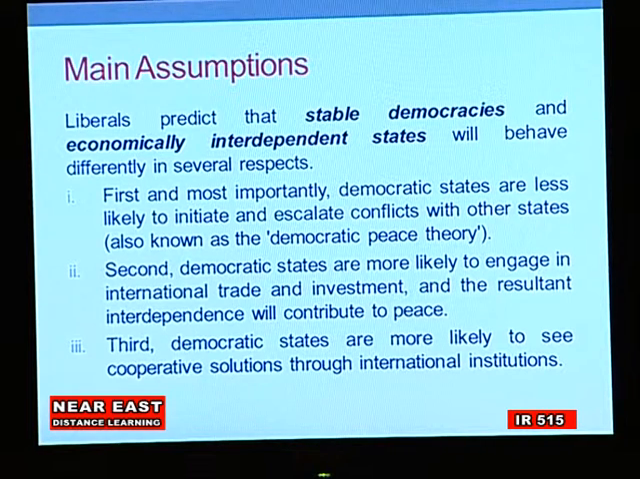So within the backdrop that we talked about in the previous slide, we would say that liberals predict that stable democracies and economically interdependent states will behave differently in several respects. This is what makes liberalism an extremely interesting and significant theory for our understanding of security: the understanding that stable democracies and economically interdependent states within the international system would actually behave in different manners compared to less democratic states, or, if you like, a less interlinked global economy.